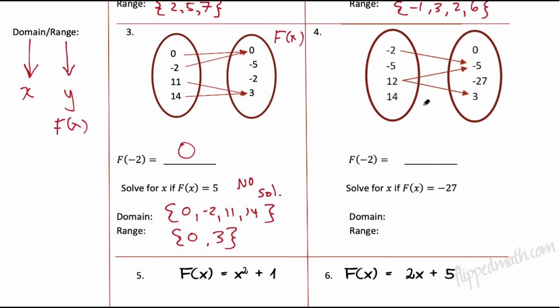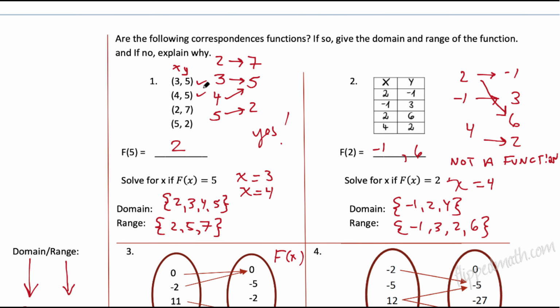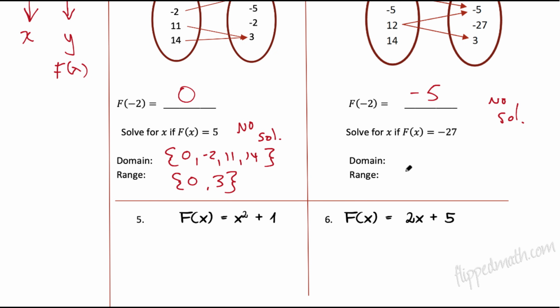Perfect. Next example, f of -2 here. So I'm looking at -2, it goes to -5. Solve for x if f of x is -27. So f of x is -27. Once again, we have no value here. This is also no solution. Okay, I put two of those in there so that you really get it. Now up here, look, most of the time there's a solution. Okay, but sometimes there isn't. So solve for x if f of x is -27. There's no solution there.